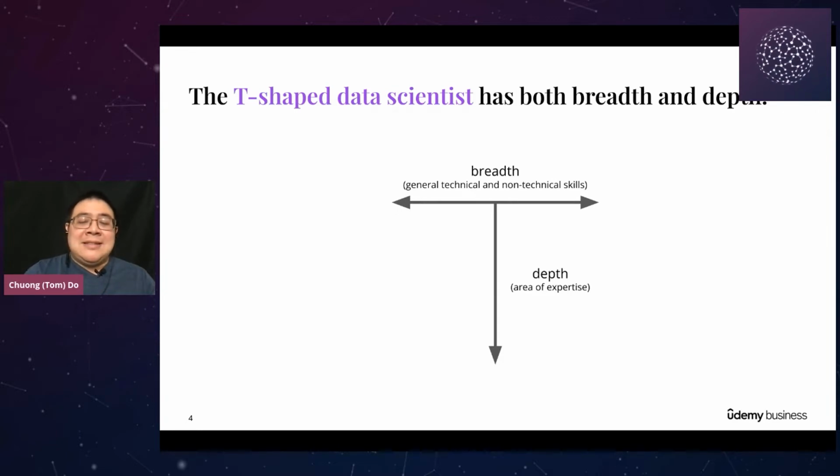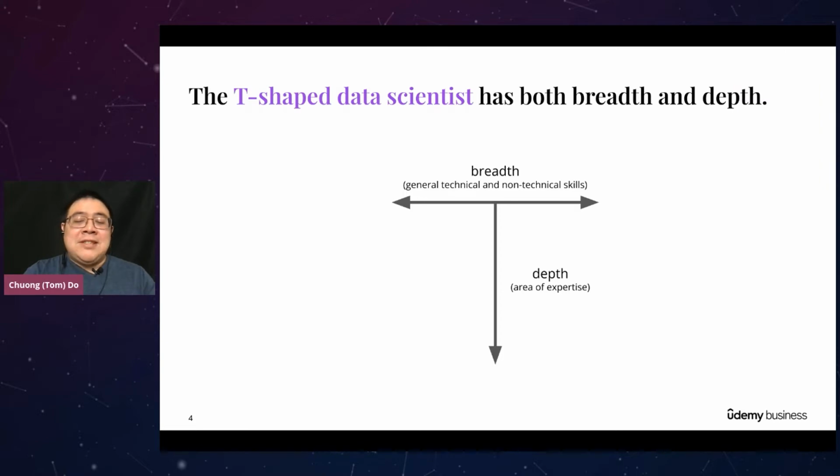Breadth of skill means that there are a broad number of technical and non-technical skills that you have across a variety of areas that provide you that common base to communicate with a wide variety of audiences. But depth of skill means also having an area of expertise. That might be economics, it might be computer science, could be a number of different things.